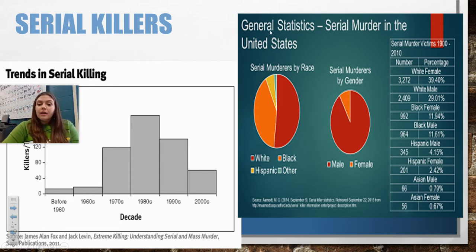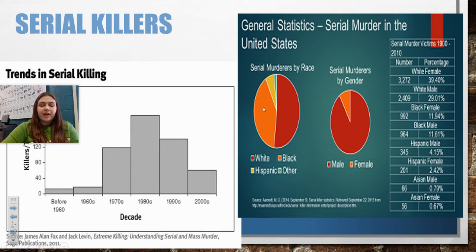All right. So general statistics, serial murder in the United States. Serial murders by race, this is just so you know. The biggest chunk is definitely white people. Next would be African American, so black, and then Hispanic, and then other. So any other race that we have in this country. Now, obviously white people are way higher. But for our actual breakdown in the country, our country has like 70% white people and only 13.3% African American. So actually, African Americans are kind of high for serial murders.